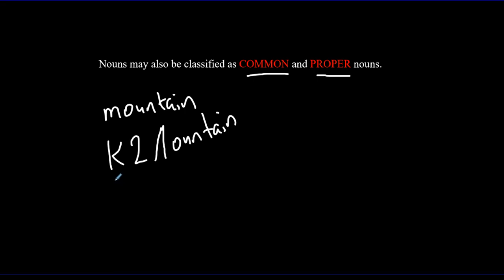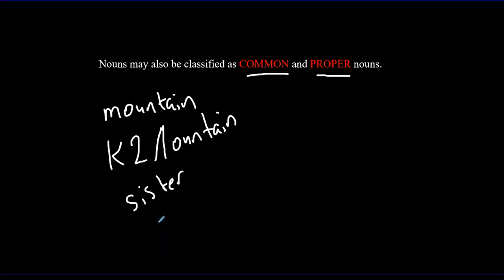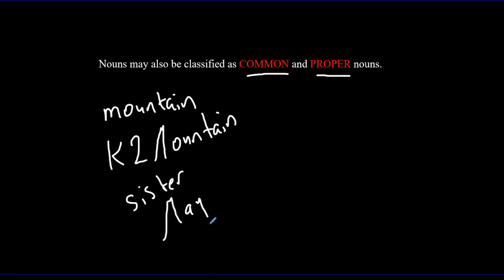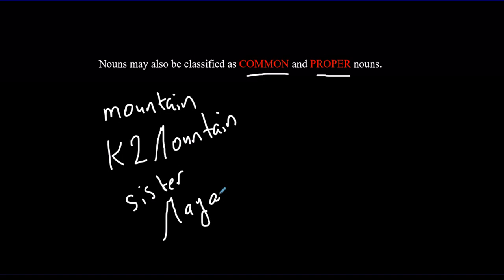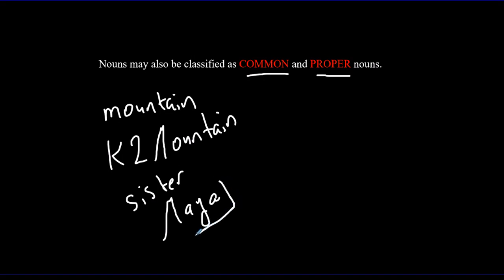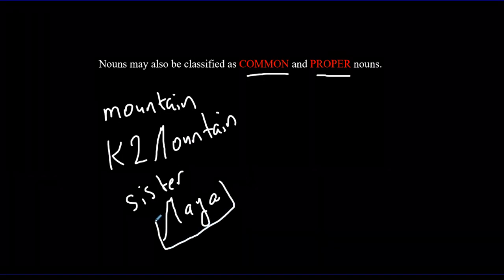So if I say, for example, sister, any sister can be a sister. But if I say Maya, referring to my sister, so this is specific to my sister, Maya is a proper noun.